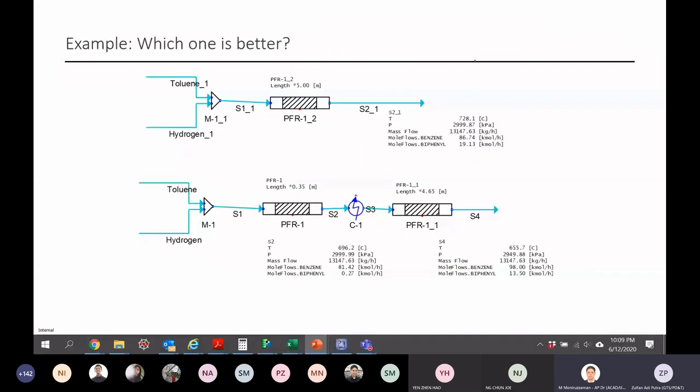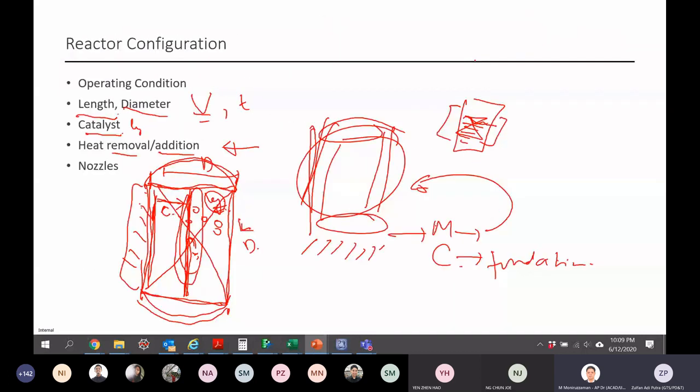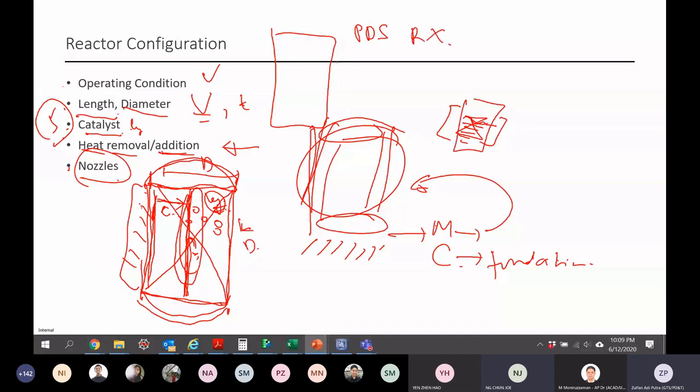Any other questions? That's operating conditions, length, diameter, volume, thickness, catalyst in kilograms, heat removal additions, and then the nozzles. So these are 1, 2, 3, 4, 5 important points. We have to be able to see that in your process data sheet of your reactor. Yeah, this whole information should be there. Anything else? Any other questions?